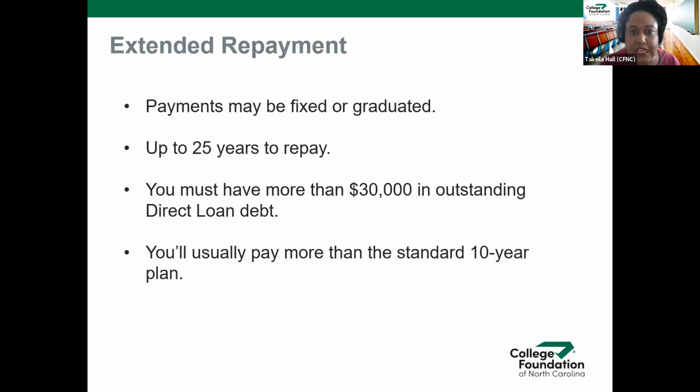We also have the extended repayment. So payments may be fixed or they could be graduated, and you have up to 25 years to repay. So one of the major things that you want to notice about this particular type of repayment plan is you must have more than $30,000 in outstanding direct loan debt. So usually you'll pay more than the standard 10-year plan that we talked about initially.